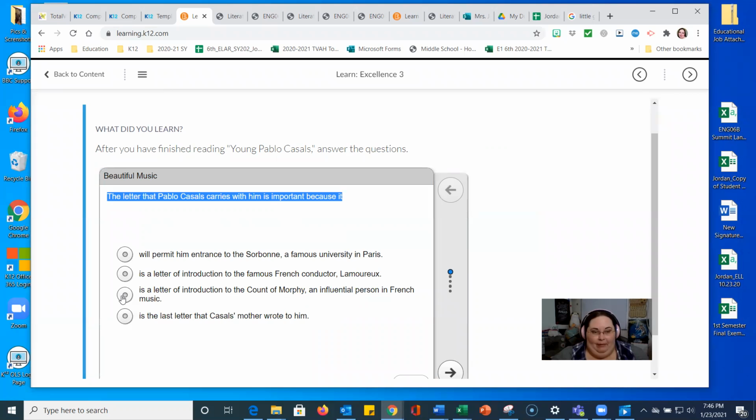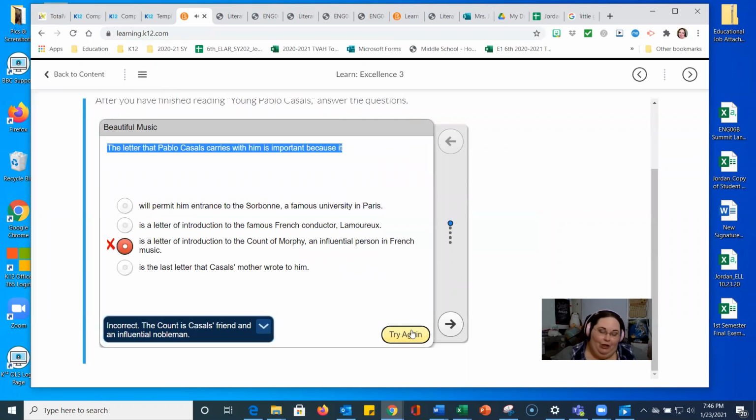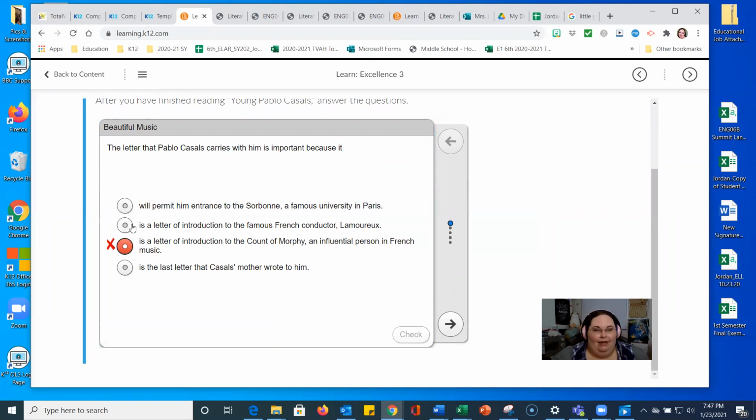Okay, pick your answer. I'm going to choose this one. I don't remember if I'm right or not. No, I'm wrong. I got it mixed up. It is, oh, try again. It is a letter of introduction to the famous French conductor Lamoureux.